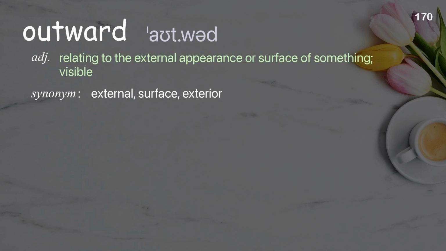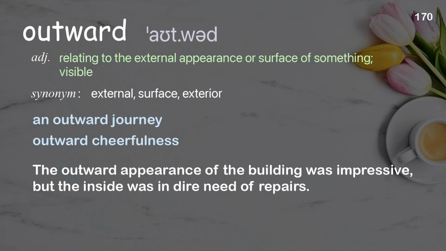Outward. Relating to the external appearance or surface of something; visible. Examples: An outward journey. Outward cheerfulness. The outward appearance of the building was impressive, but the inside was in dire need of repairs.